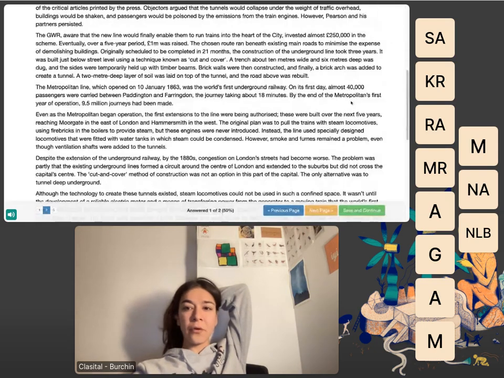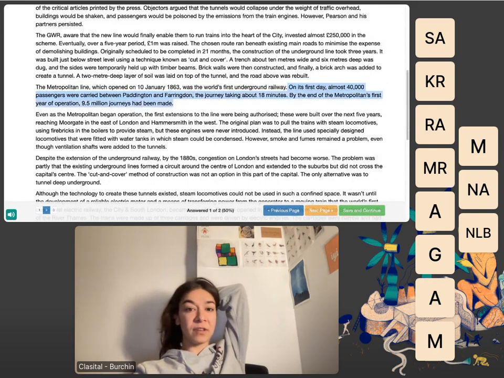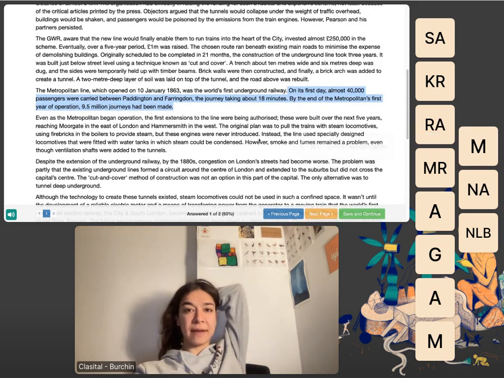On its first day, almost 14,000 passengers were carried between Paddington and Farrington. The journey took about 18 minutes. By the end of Metropolitan's first year of operation, 9.5 million journeys had been made.